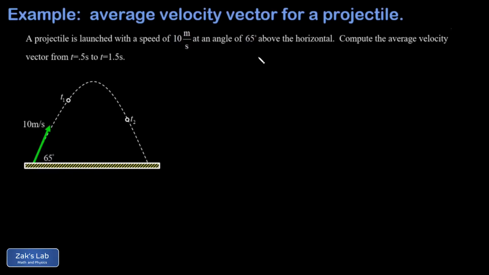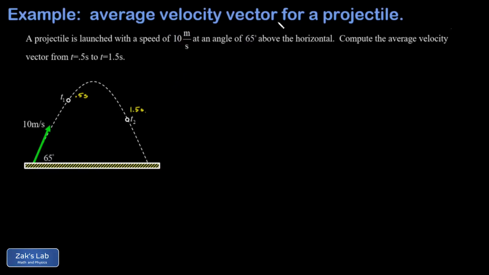In this video, we're talking about a very unusual projectile motion problem. We're given the launch speed and the launch angle for a projectile, but what we're asked for is the average velocity vector from t equals 0.5 seconds to t equals 1.5 seconds. This problem is meant to get into the formal vector representation of position and velocity.